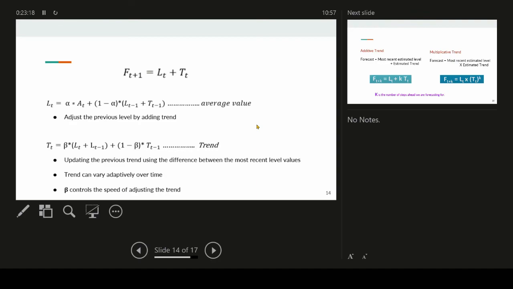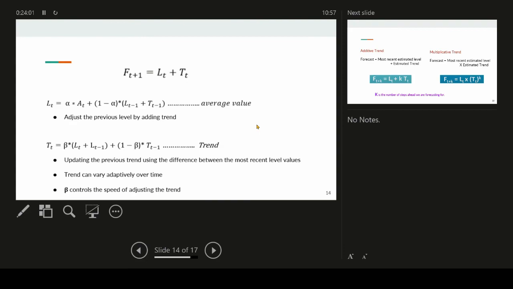The f of t plus 1, that is the forecast of the next one, will be based on the level of the current data and the trend of the current data. So in each step, we will have to update our level and our trend. The level can be updated by: level equals alpha into a of t, that is the actual value at time t, that is the actual demand at time t, plus 1 minus alpha into l of t minus 1 plus t of t minus 1, that is the previous level and the previous trend.